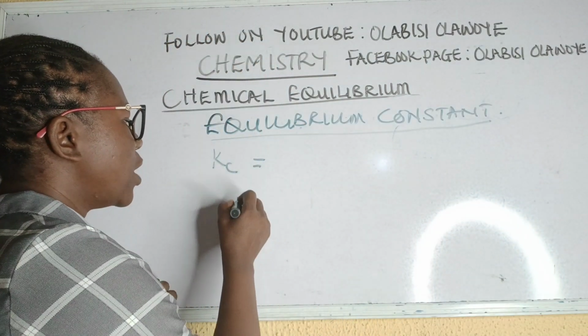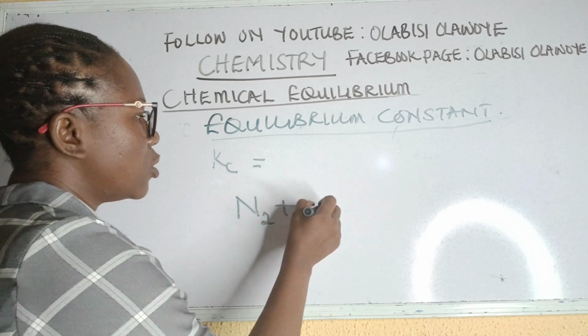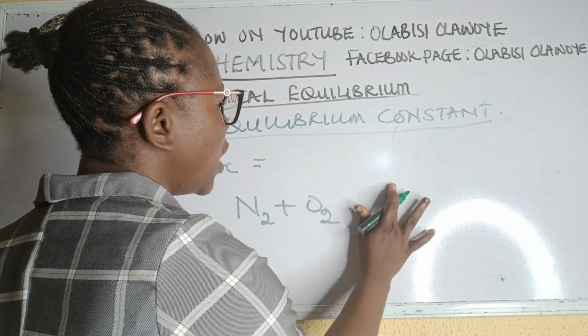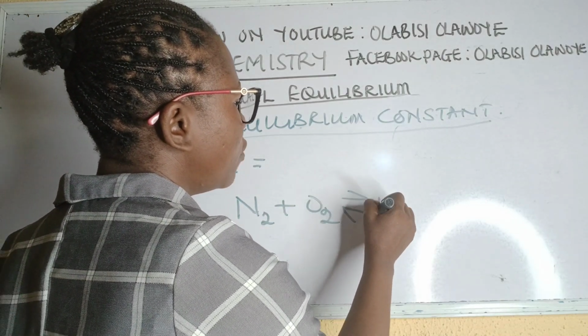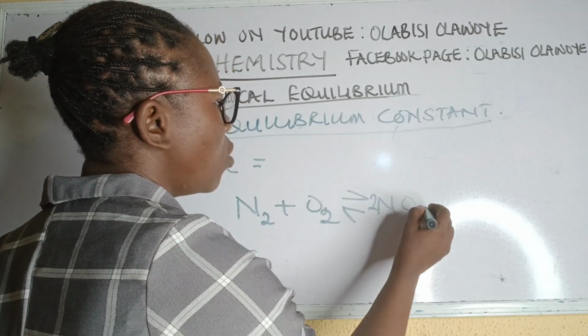Now consider this reaction, N2 plus O2, that is nitrogen reacting with oxygen to give you nitrogen(II) oxide.